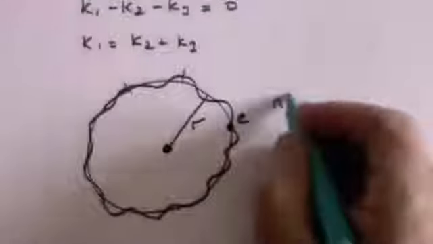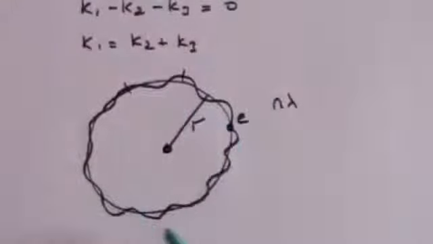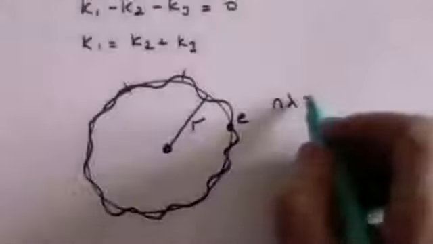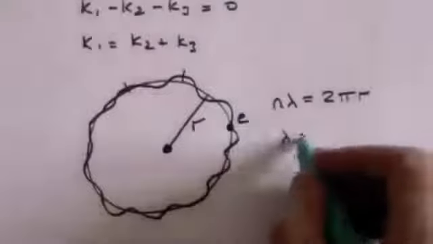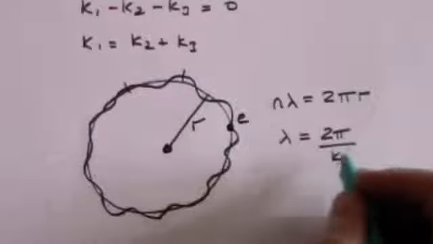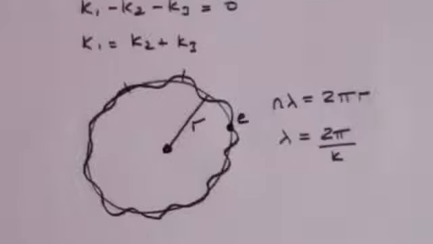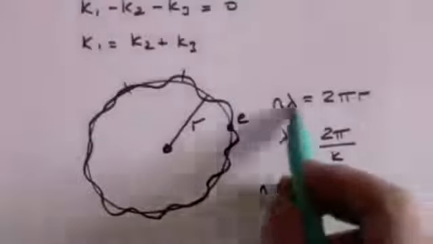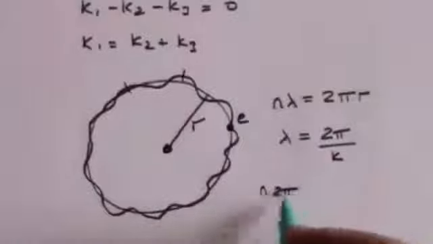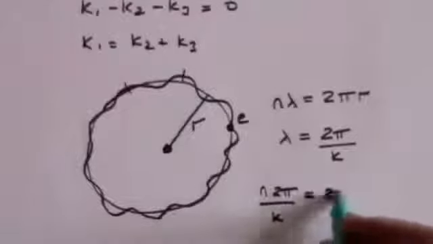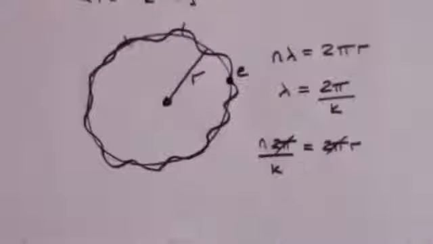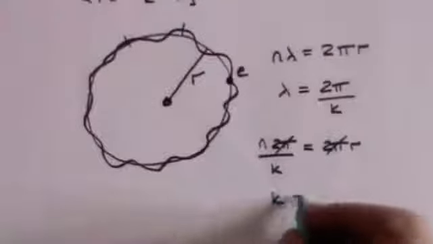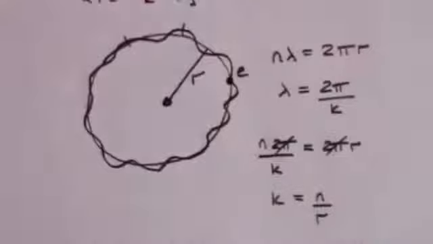There will be an exact number of wavelengths in the entire circumference of the orbit, and that circumference, of course, is just 2 pi r. Remembering that lambda is 2 pi over k, that's essentially the definition of k. K is 2 pi over lambda, so lambda is 2 pi over k. We can now substitute lambda in here. So we get n 2 pi over k is equal to 2 pi r. The 2 pi's, of course, are going to cancel. And then that simply gives you that k is equal to n divided by r.